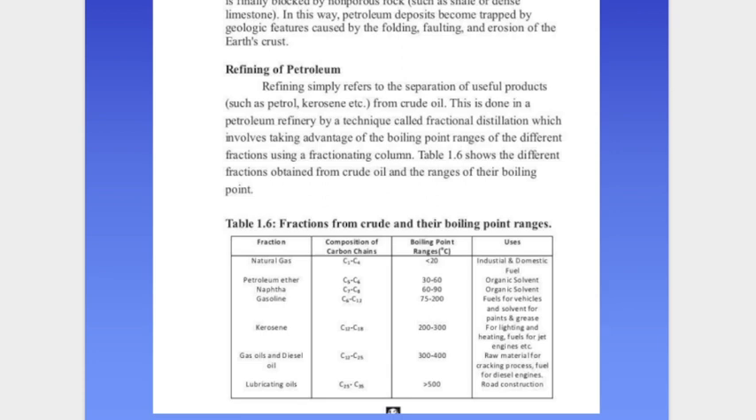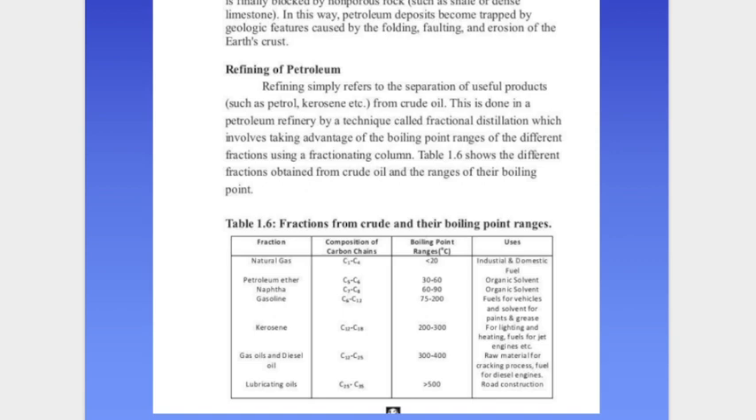The natural gas is made up of 1 to 4 carbon atoms and it distills at a temperature below 20 degrees Celsius. Its use is basically as industrial or domestic fuel. For instance, the cooking gas, as we know, is a mixture of propane and butane, and that is used for cooking. It falls under natural gases. You have methane, which is a major part of natural gas. Methane is used as an industrial fuel for most industrial processes which require the production of heat.